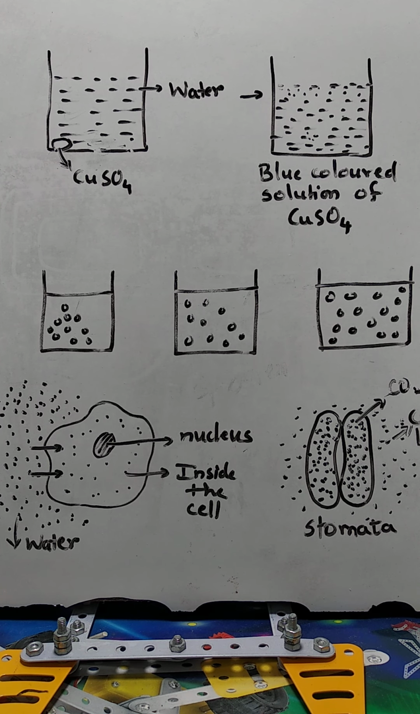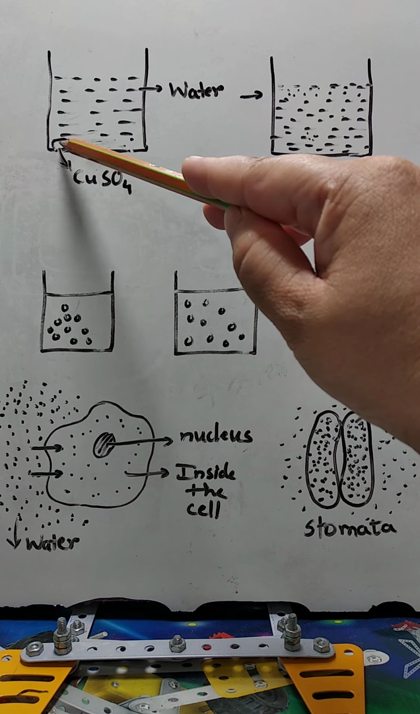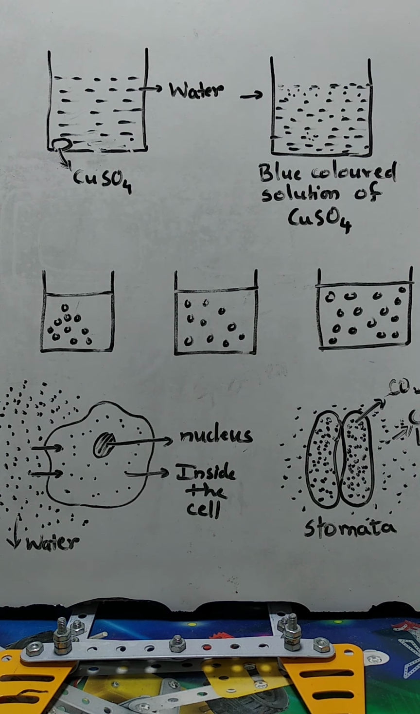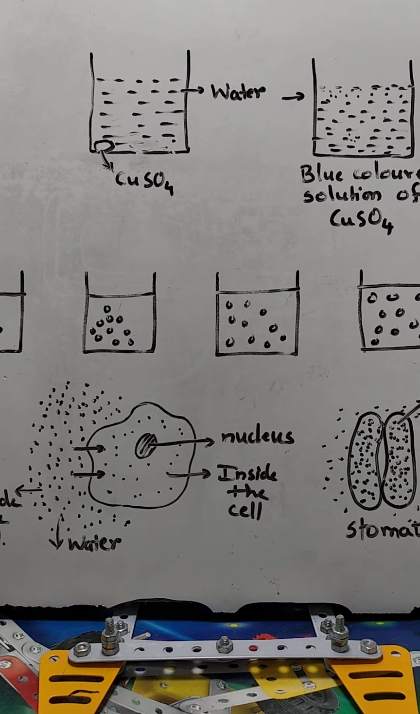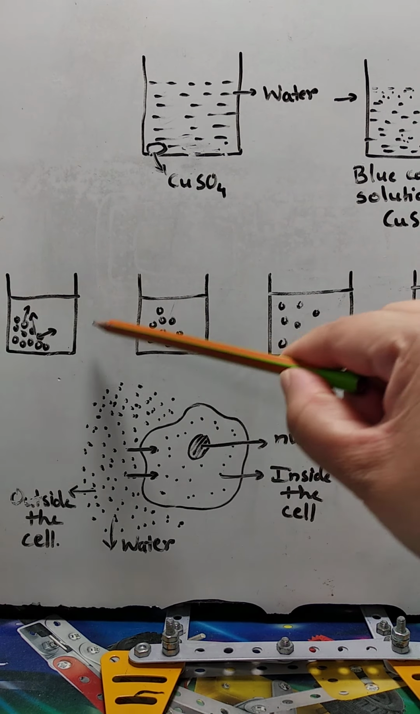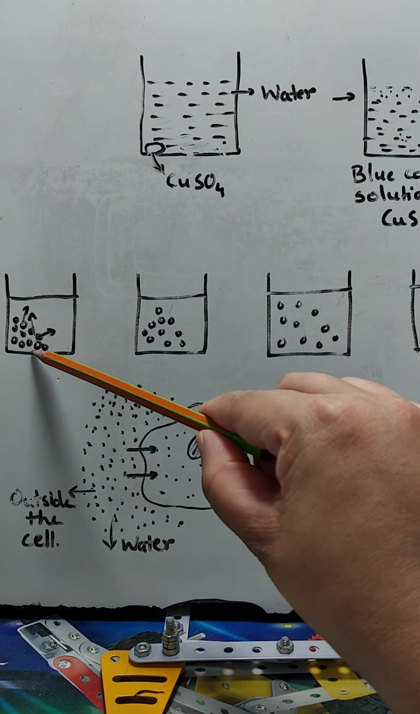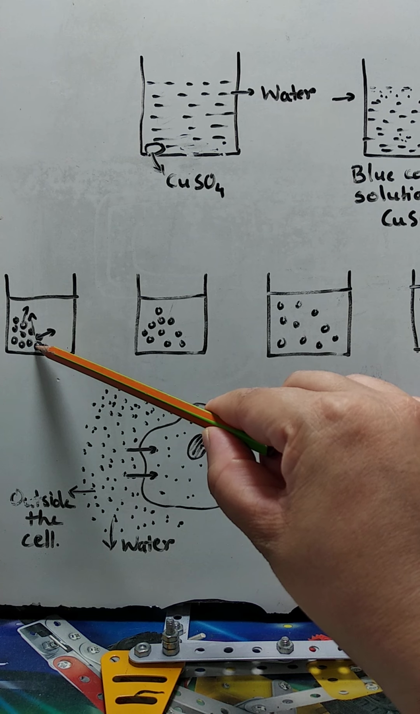Now how does this happen exactly? Because initially only the crystal was present over here. Now how does it spread in the entire solution? That we have to understand, so we will understand this step by step. So what is happening? Just look over here. This is a beaker. Initially the particles of copper sulfate are in this region only, at the bottom only.